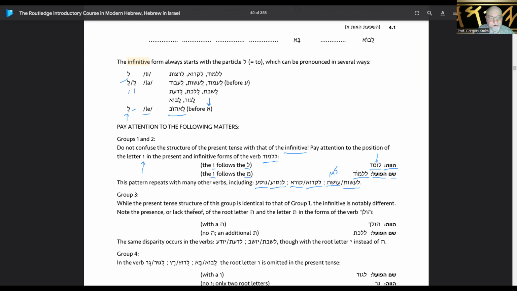Okay, so while the present tense structure of this group is identical to that of group one, the infinitive is notably different. Note the presence or lack thereof of the root letter he and the letter tav in the forms of the verb. Okay, so we have the present tense. We have holech, and so this is with a he. Okay, I think holech is he goes.